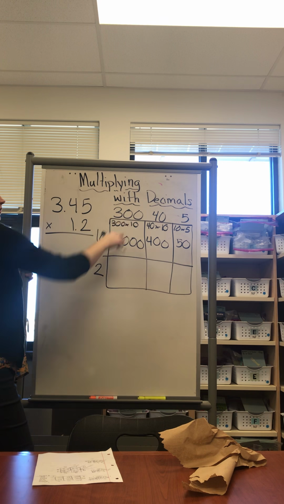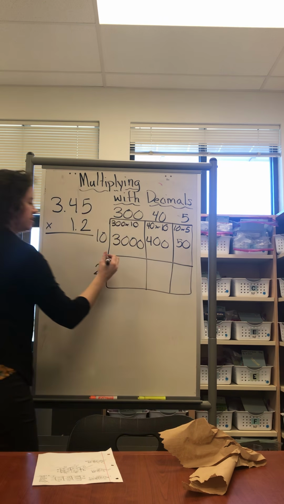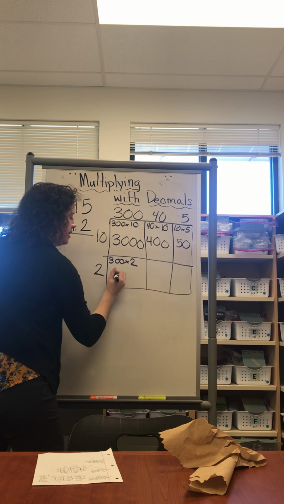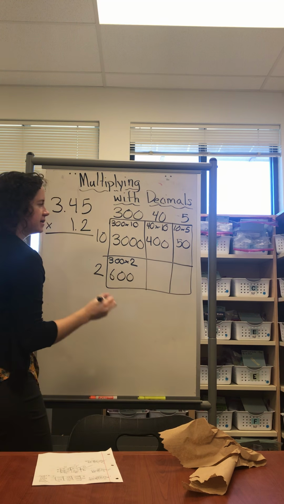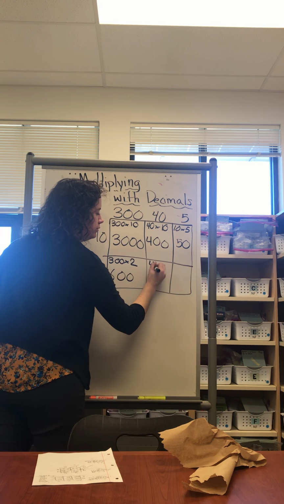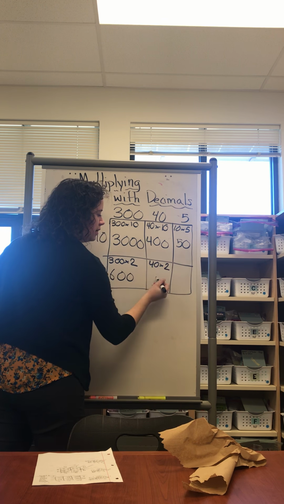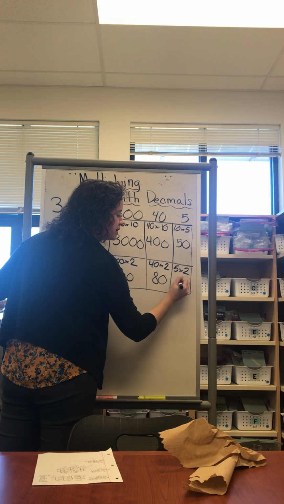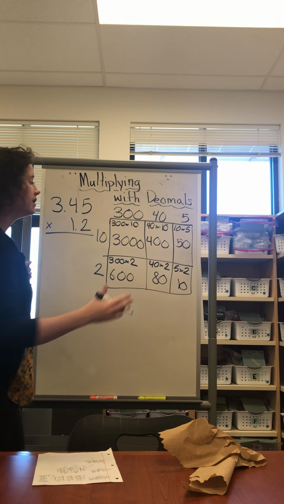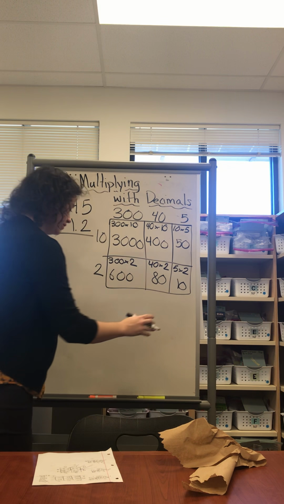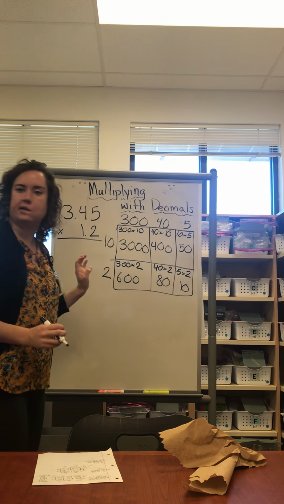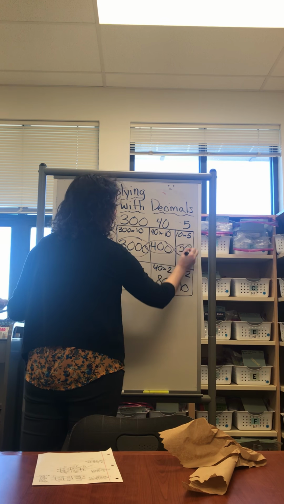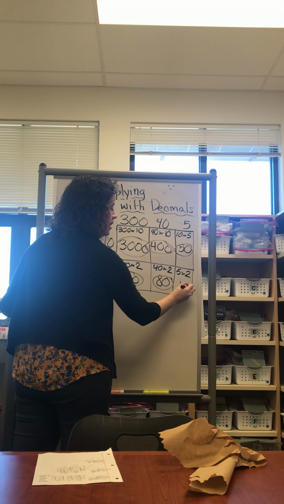And then I'm going to jump down to the second row. 300 times 2. 2 times 3 is 6, and add those 2 zeros for 600. 40 times 2 is 80, and 5 times 2 is 10. So now what I need to do is I need to add up all those products. I hope that you can still see this. I'm going to add these up. The 3,000, the 400, the 50, the 600, the 80, and the 10.